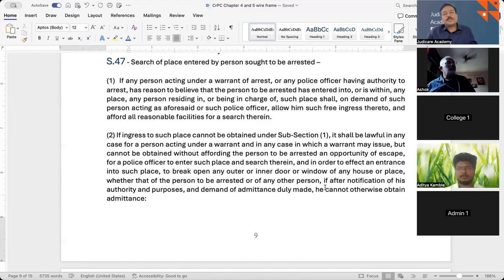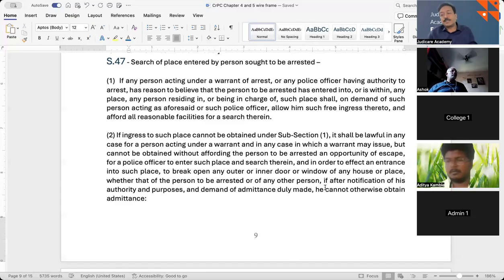Now, section 47 clause 1 says, if any person acting under a warrant of arrest, or any police officer having authority to arrest, has reason to believe that the person to be arrested has entered into or is within any place, any person residing in or being in charge of such place shall, on demand of such person acting as aforesaid or such police officer, allow him free ingress thereto and afford all reasonable facilities for search therein.